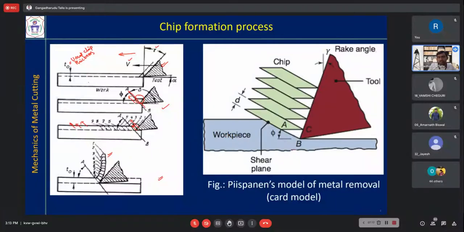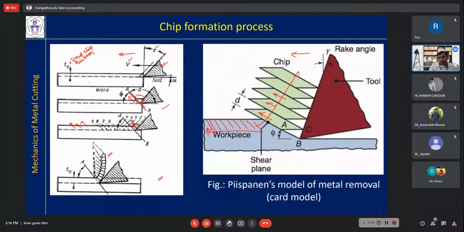Here, the workpiece material is assumed to be like a pack of cards, put together in this fashion. These cards are making some angle phi with the horizontal plane. And now you are trying to move the edge of the cutting tool in this direction. What will happen? These cards will just travel in this direction, and at the same time they are moving in this direction also.